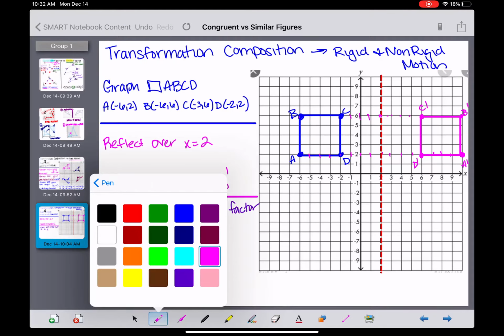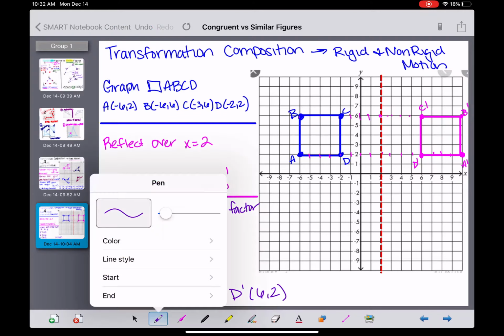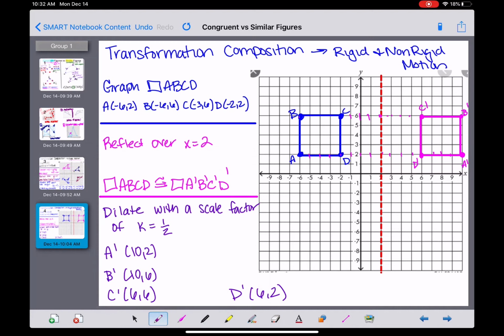I find it easiest to write down the coordinates. So A prime is 10, 2. B prime is 10, 6. C prime is 6, 6. And D prime is 6, 2. Therefore, all I need to do is multiply all my coordinates by half.